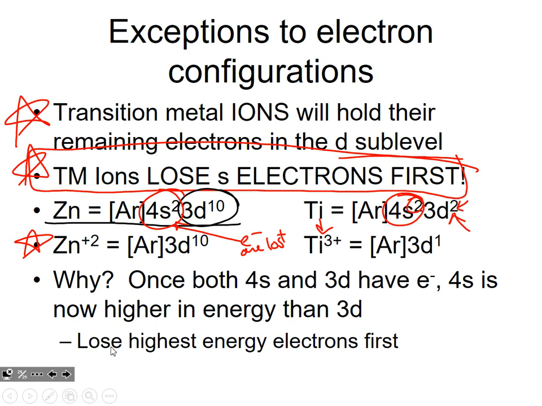Again, once both 4s and 3d have electrons, 4s becomes higher in energy than 3d, and we'll always, always, always lose our highest energy electrons first. Weird? Yes, absolutely. It's bizarre. But, you know, quantum mechanics, that's our reason for everything in this chapter.